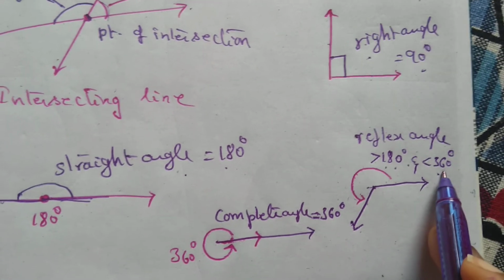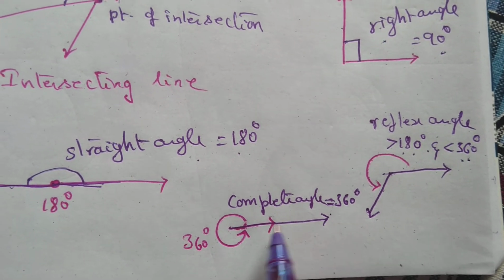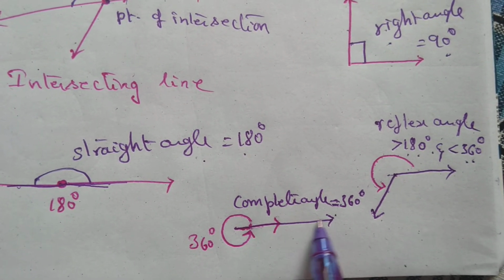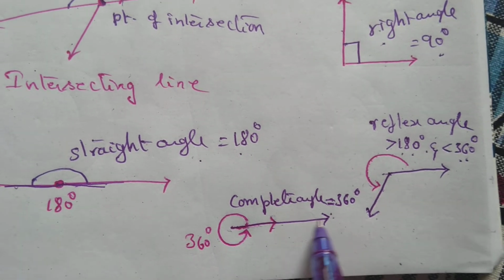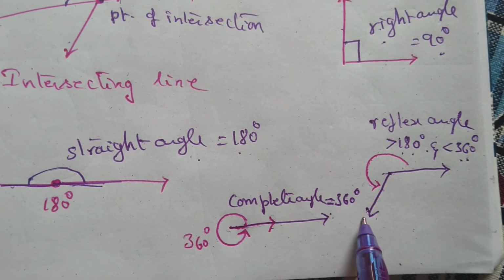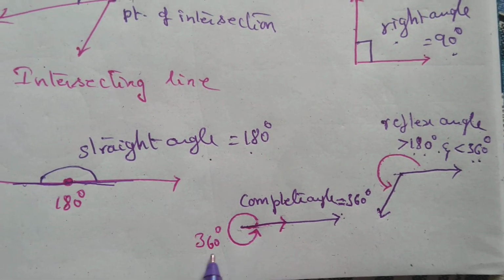Suppose it is totally 360 degrees, then we call it a complete angle. It is called a complete angle. This is one ray and this is another ray. Both the rays are collinear. Collinear means on the same line. So therefore what you have here is 360 degrees.